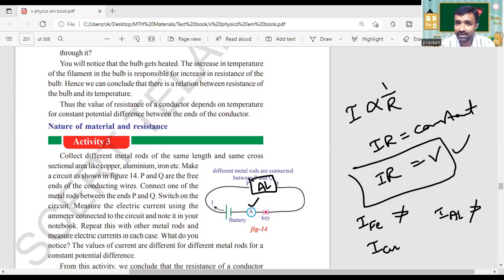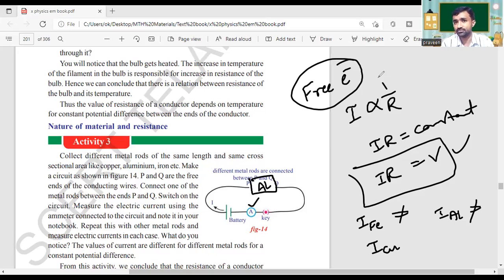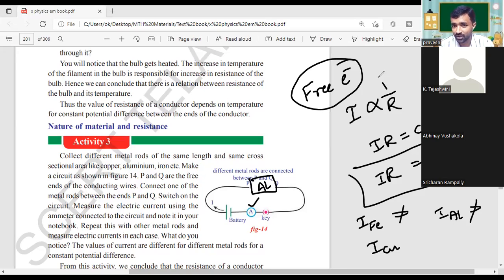Simple. What happened with the material nature? The availability of free electron count changes. Do you agree or not? Just use your quick reaction. Do you agree with my statement? What I am saying here is that with change in the material, automatically the count of electrons also changes. Do you agree?